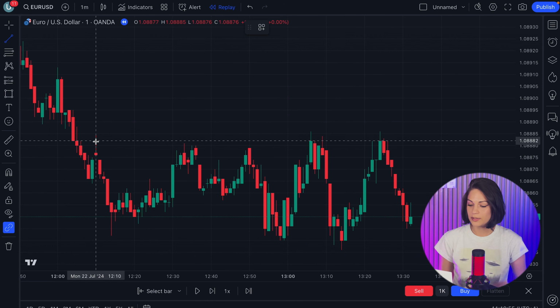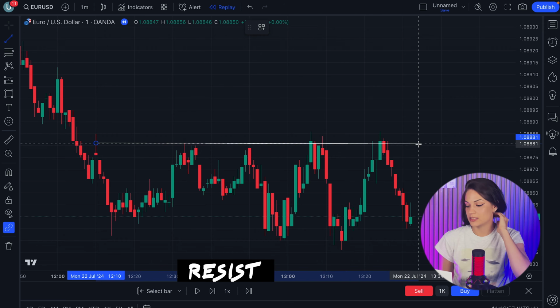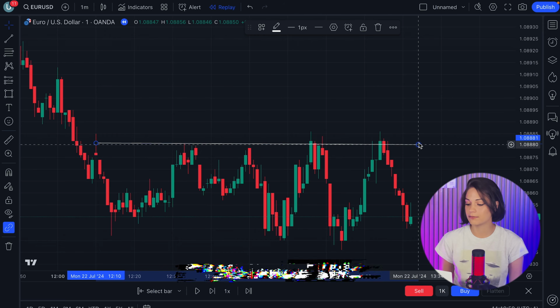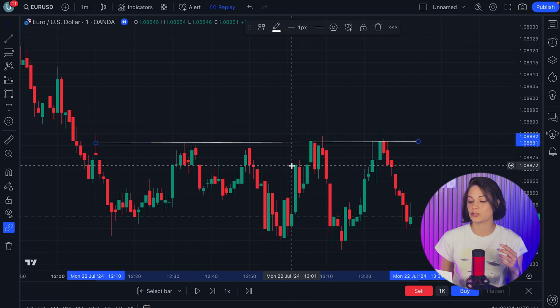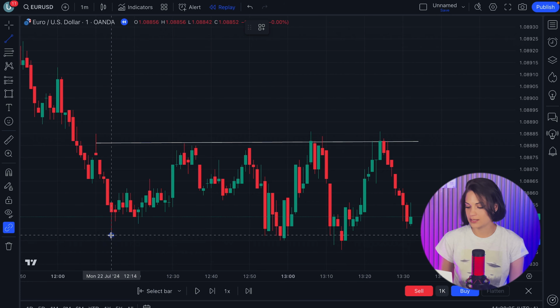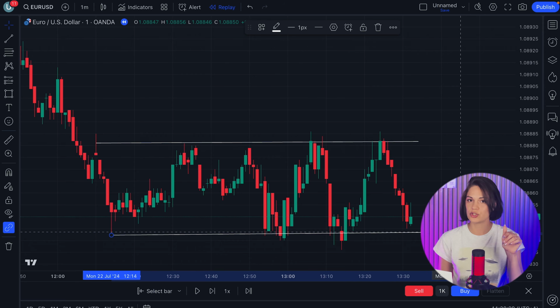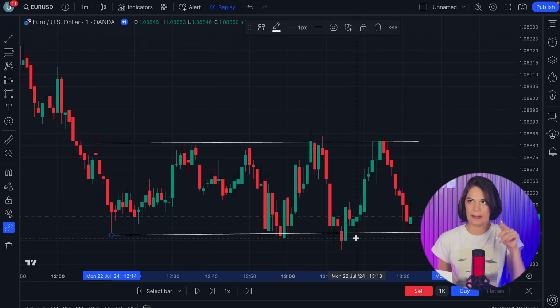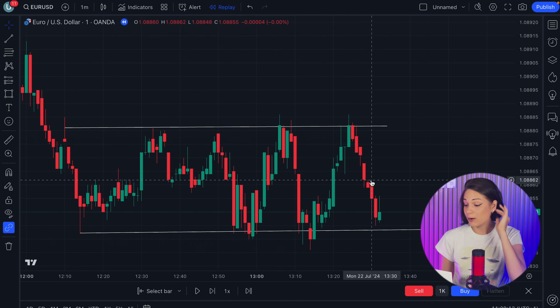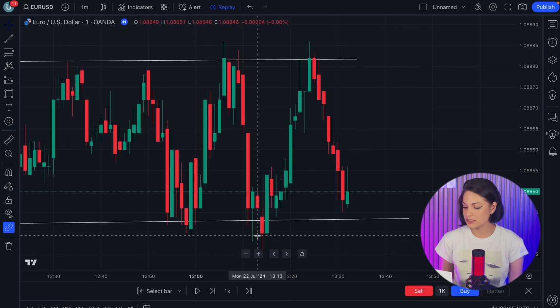Let's look at what we have in this case. Right here we can definitely see our resistance line, and this is the level reaching to which price is going to jump back down. And also we can definitely see our support line, and this is the level which price reaches and basically jumps back up, obviously.